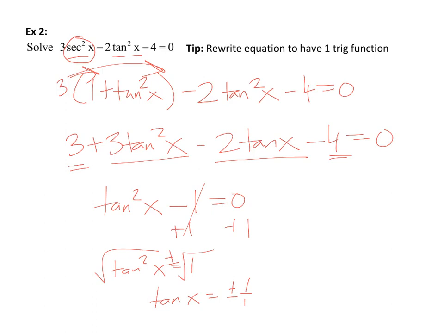Okay, now tangent is opposite over adjacent. All right, now recall that when you're working with tangent, you're only working in quadrants 1 and 2. Okay, so let's see, we have positive when opposite and adjacent are both positive. That's quadrant 1. All right, and they could also both be negative, and you'll get positive. That would be quadrant 3, but you're not working in quadrant 3.